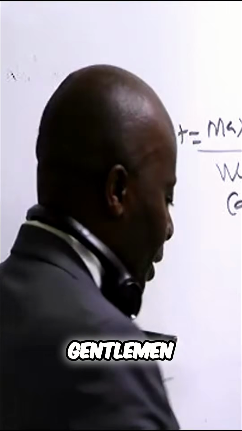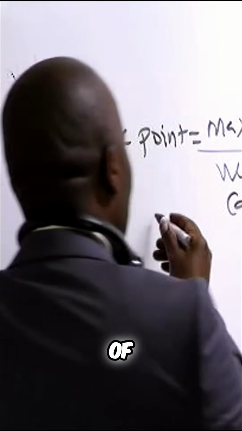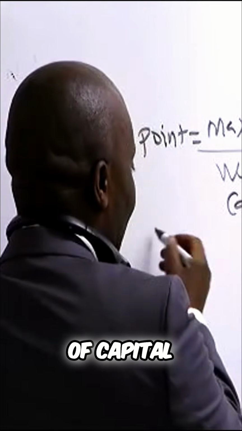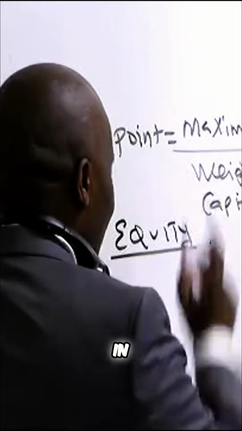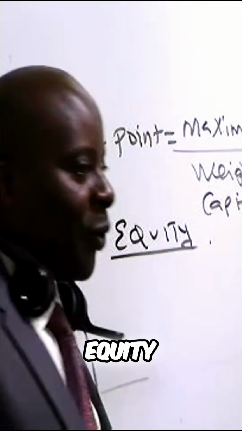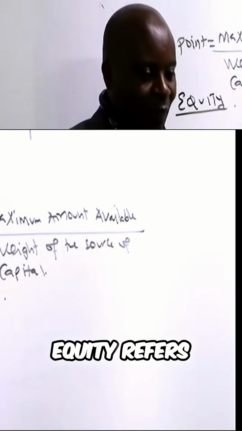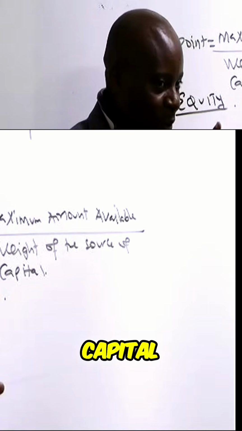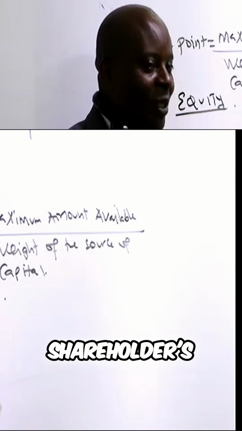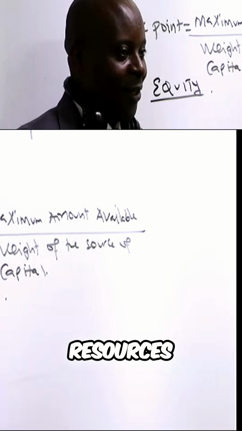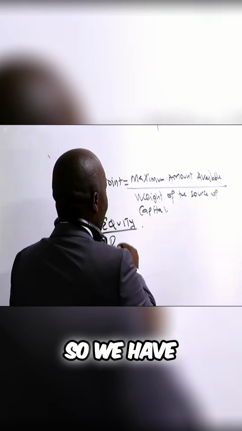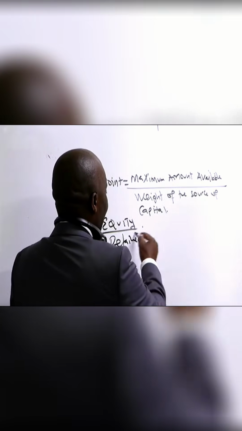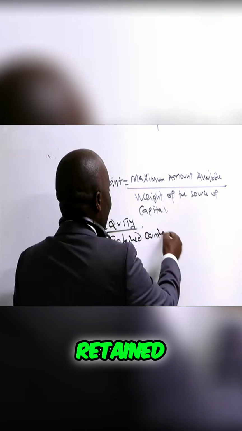Ladies and gentlemen, we have three sources of capital. So we have what we call equity. Somebody give me components of equity. Equity refers to the owner's capital, the ordinary shareholders' resources. The first one is what here? Retained earnings.